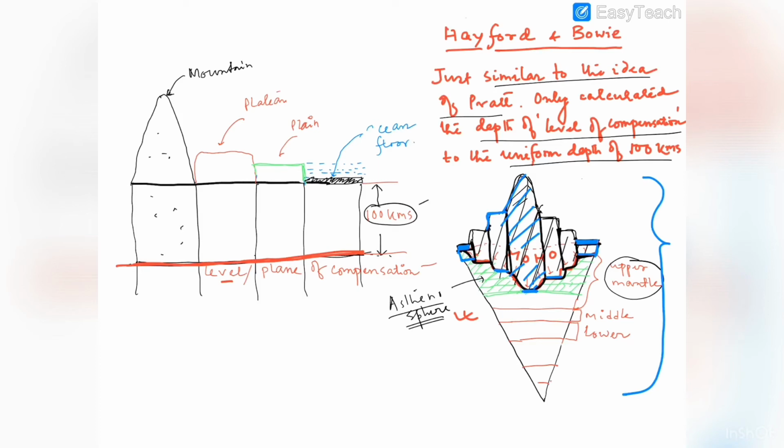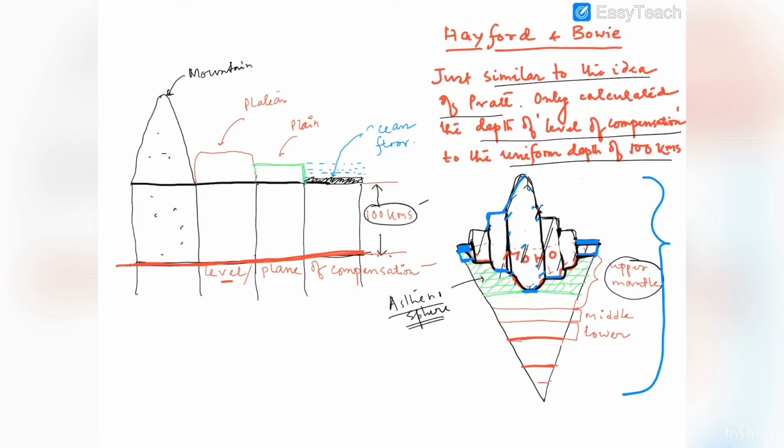In reality, the plateau root is lying at a depth of around 40 kilometer, and the sea floor root is at a depth of around 5 to 6 kilometers, whereas Hayford and Bowie said that the level of compensation should be at a 100 kilometer uniform depth. So there they went wrong.